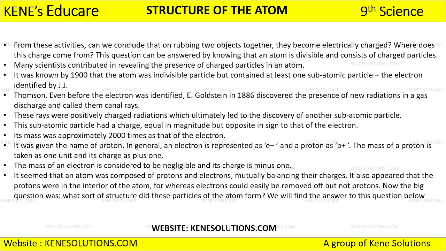And we know that the mass of the proton is 2000 times that of the electron. They are equal in magnitude but opposite in sign, right? Protons are represented as P plus, electrons are represented as E minus. Protons have plus one charge, electrons have minus one charge, right? So there is a lot of important information given on this slide, so I want you all to revise it properly.